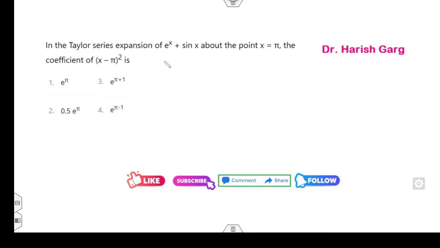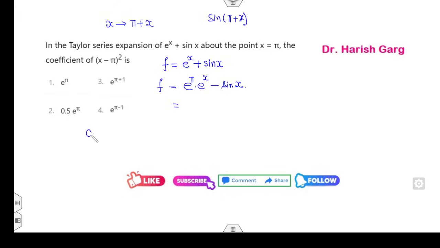In the Taylor series expansion, f(x) is e to the power x plus sin x, expanded about x equal to pi. So I can replace x with x plus pi, so your f will be e raised to power pi into e raised to power x. And what is the value of the sine? Sin of pi plus h is minus of sin x. I changed it to pi plus x, so this gives sin x. Now your target is to find the coefficient of x square, that is a2.